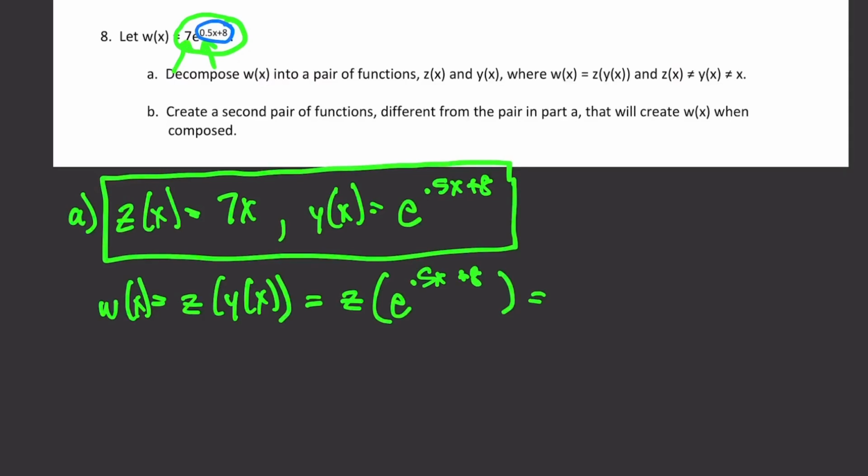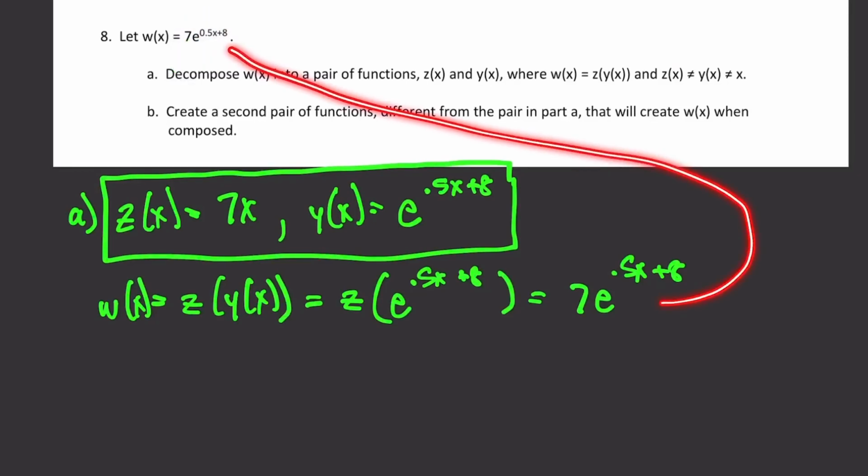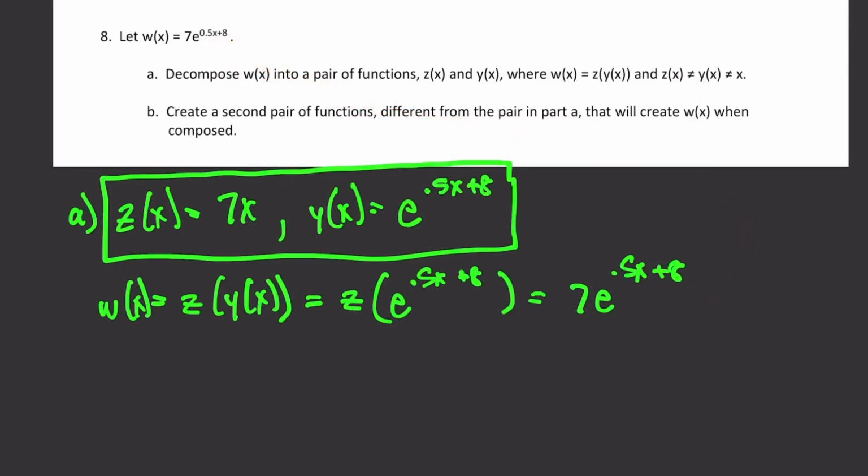So now what I need to figure out is, what does z do to this? Z is 7 times x. So it's 7 times whatever's inside here. So that's going to be 7 times e to the 0.5x plus 8. And I just want to check, let me get rid of all this stuff up here. I just want to check to make sure that is the same as my original, and it is.